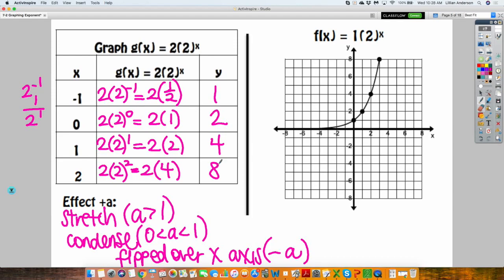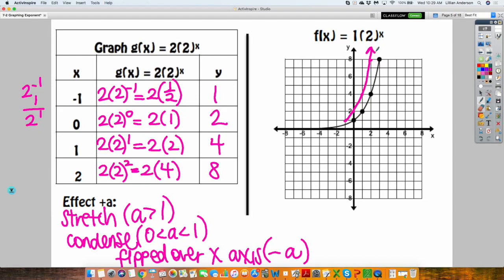What's already on your graph is basically what's considered the parent function, okay? The most basic graph before you ever transform it. So we're going to have (-1, 1), (0, 2), (1, 4), (2, 8). So it's going to go up like so. And remember, every exponential graph has what?